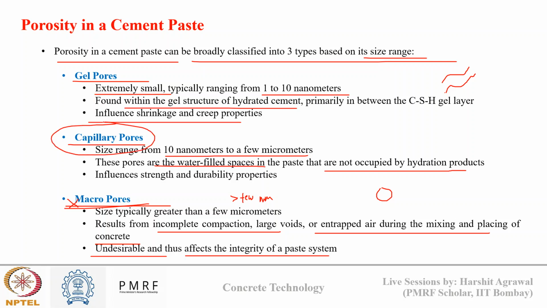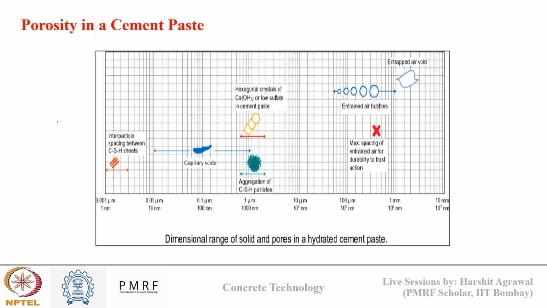Capillary pores are governed by the density of our concrete or the densification of our pores, and gel pores are dictated by the amount of hydration products forming in the system. So this is how these pores are classified and how they are related to water in a cement paste assembly. In this figure we can see where these pores lie in dimensional terms compared to the hydration products.